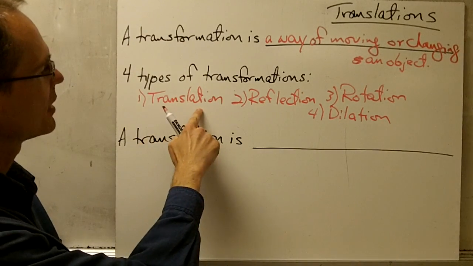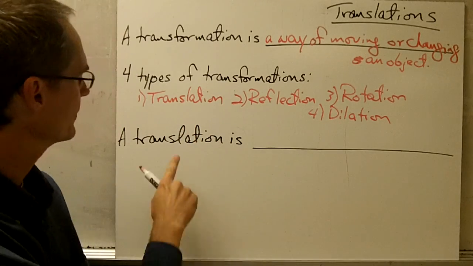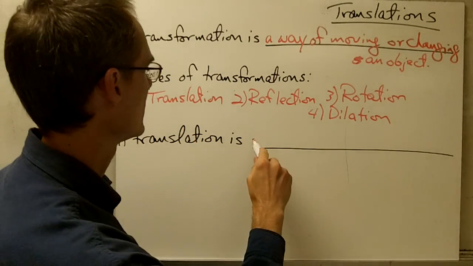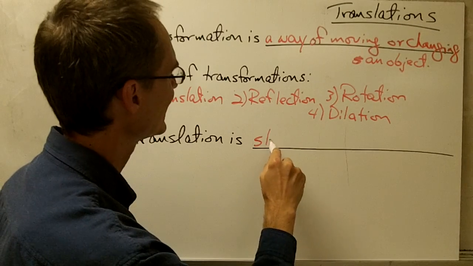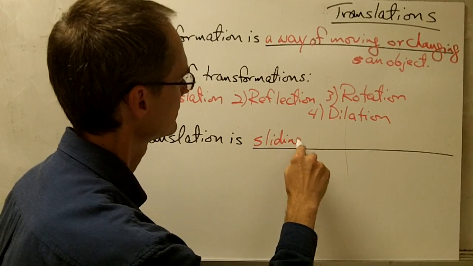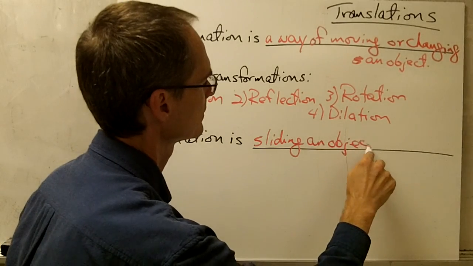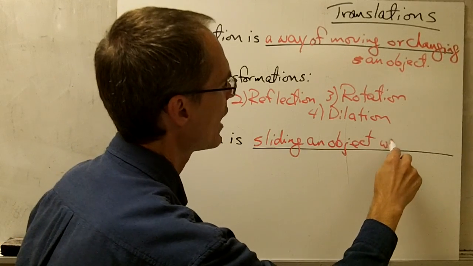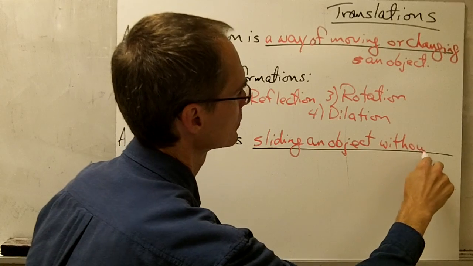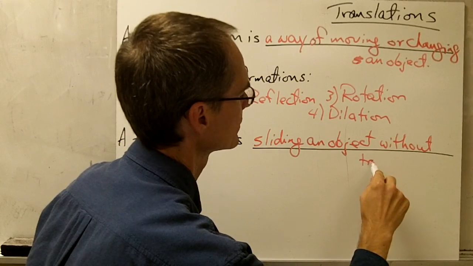Now, this first type of transformation, called the translation, is just sliding an object without turning it.